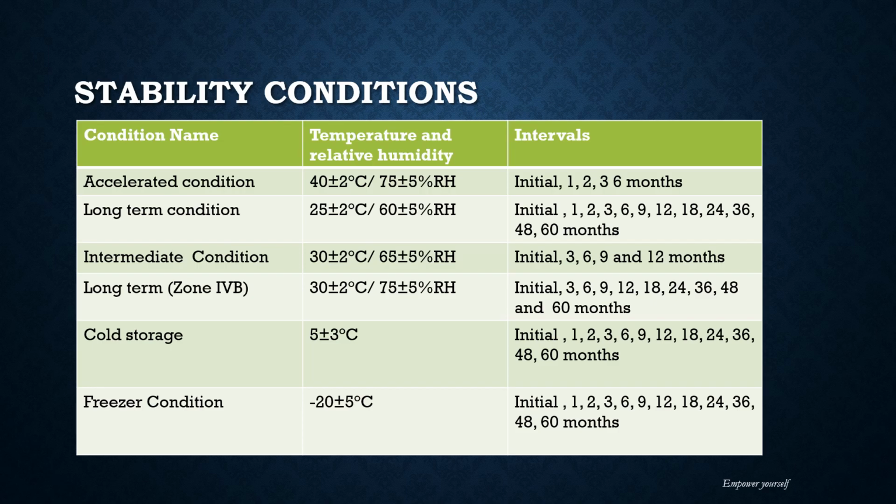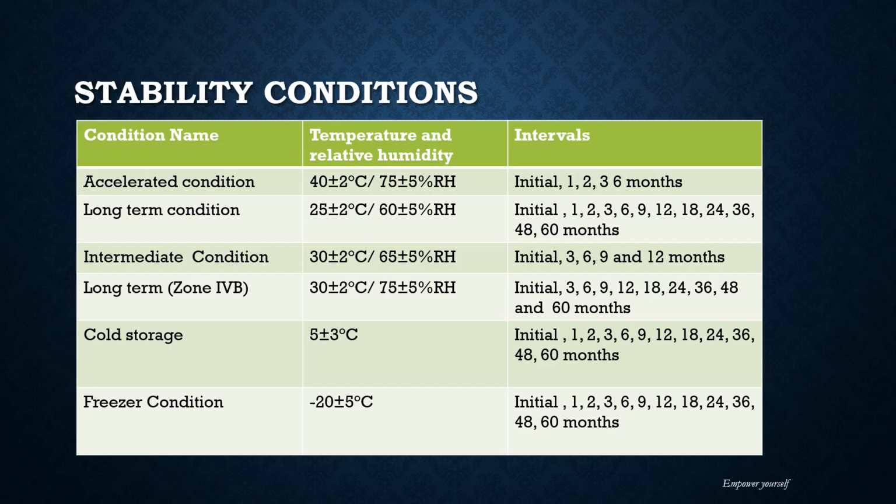For freezer condition products, the temperature is minus 20 plus or minus 5 degrees centigrade. The freezer storage condition intervals go: initial, 1, 2, 3, 6, 9, 12, 18, 24, 36, 48, and 60 months.